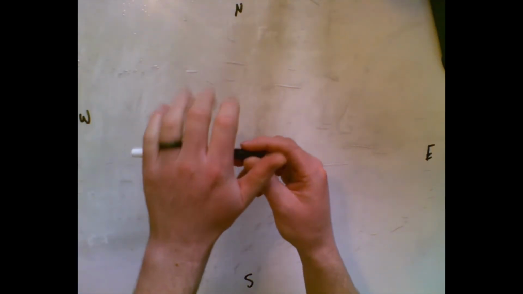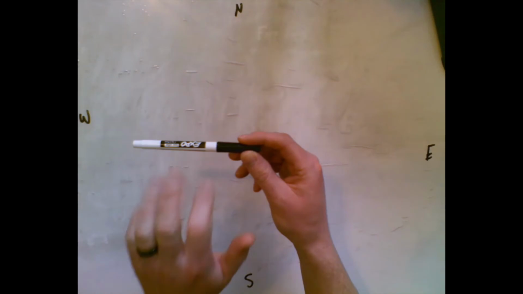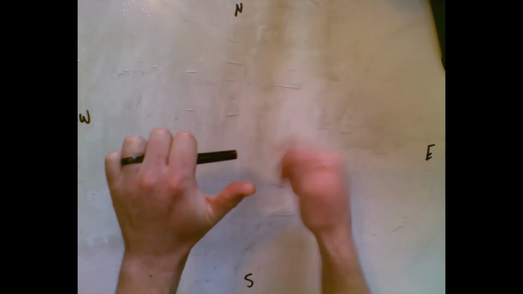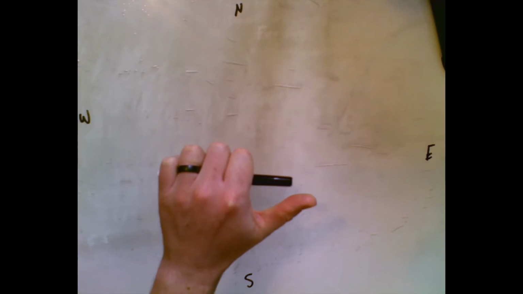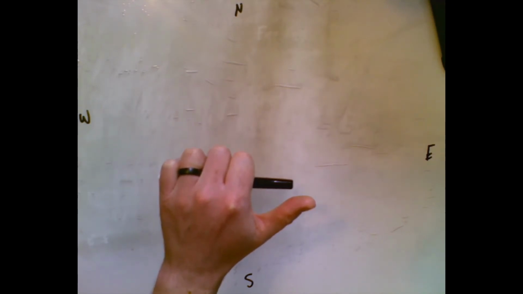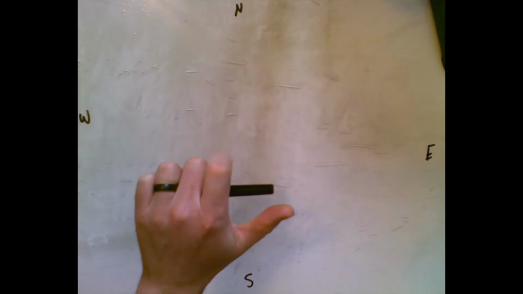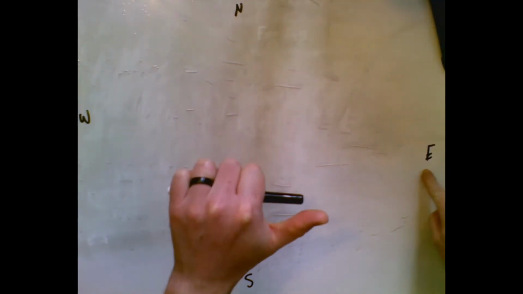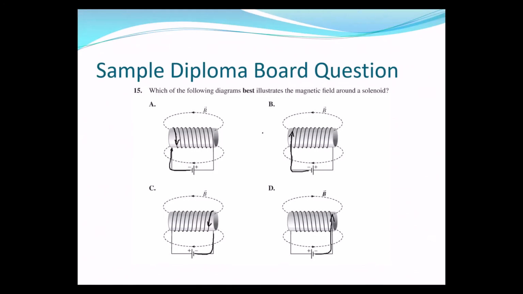So if my current, which is my fingers, is going up and curling around, my thumb points to this side, and then the other way will be opposite. So we're just going to label those north and south that way. Going up, my thumb is pointing east. So let's open up that again. Going up, north is this way, north is this way, which means south is this way, south is this way. It's going to be the opposite if the current is going down.